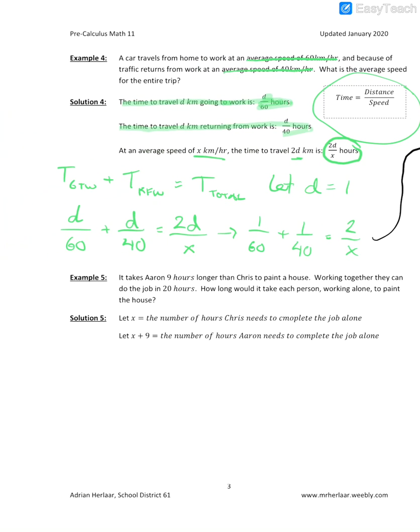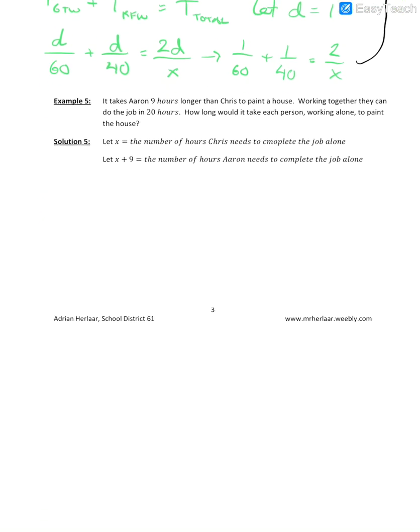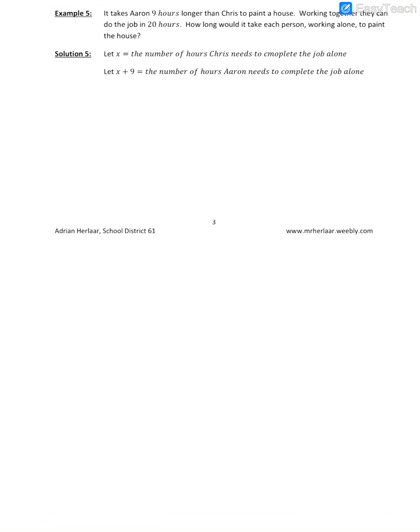We have 2 more to go. Now this one here is another example of the average time and the rate of time that we did in the water question. So here we have Aaron, who takes 9 hours longer than Chris to paint a house. Working together, they can do it in 20 hours. So how long would it take each person to do it working alone? We don't really have that information, so we gotta work it out. If X is the number of hours Chris needs to complete the job alone, then X plus 9 is the number of hours Aaron needs to complete the job alone, because Aaron takes 9 hours longer.